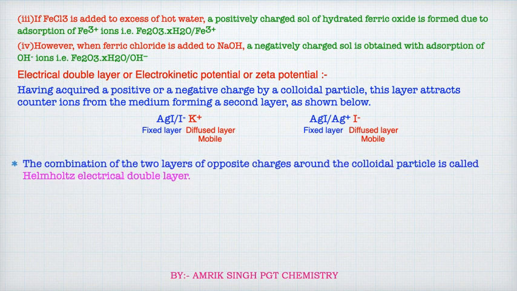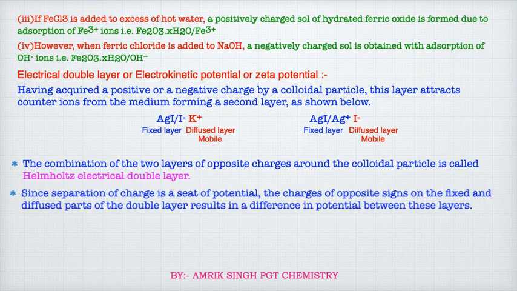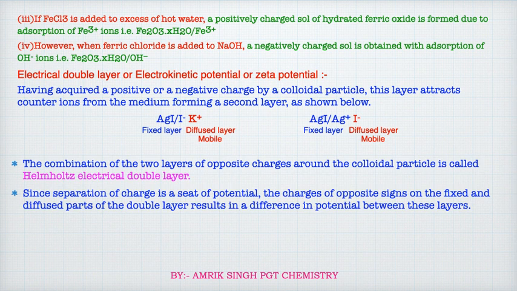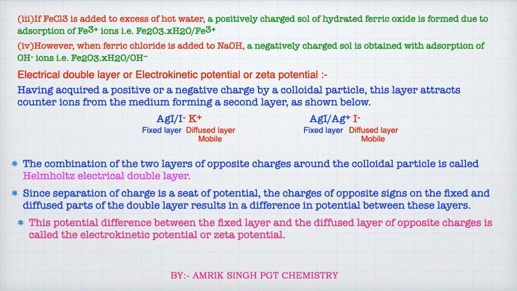The combination of the two layers of opposite charge around the colloidal particles is called the Helmholtz electrical double layer. Since separation of charge is a sheet of potential, the charges of opposite signs on the fixed and diffuse parts of the double layer result in a difference in potential between these layers. This potential difference between the fixed layer and the diffused layer of opposite charges is called electrical potential or zeta potential.